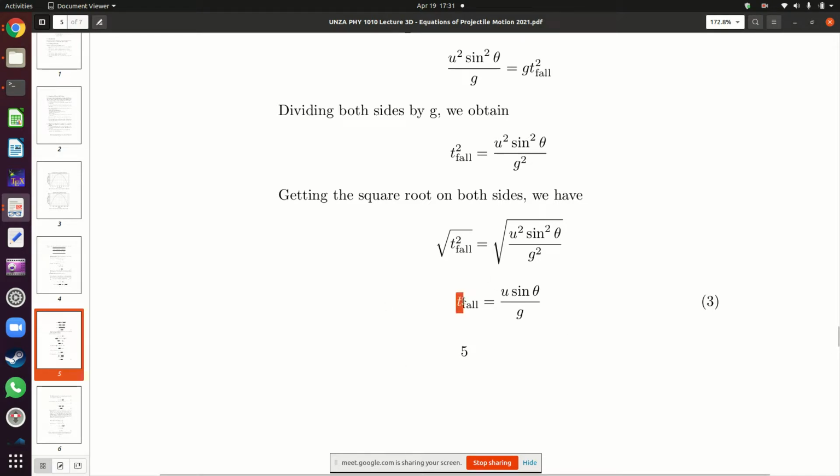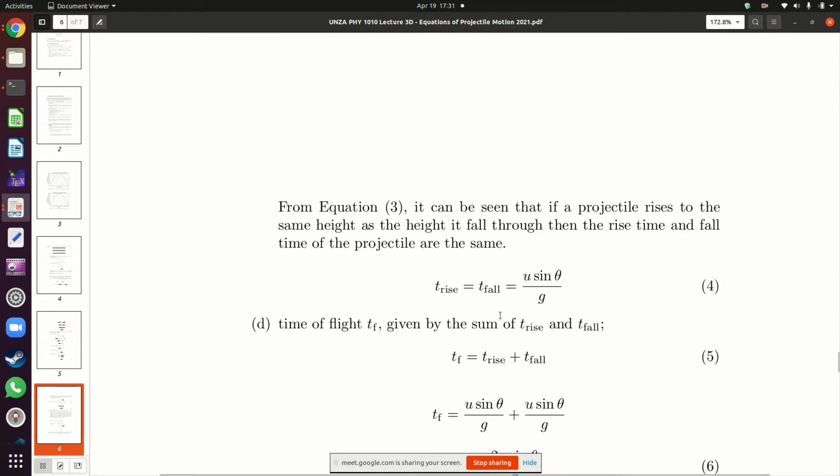So you can see that the fall time in this case is the same as the rise time. So the rise time and the fall time in this case are the same, which is equal to u sin theta divided by g. The reason why this is the case is because the height through which a projectile rises and falls happens to be the same. Are we clear?